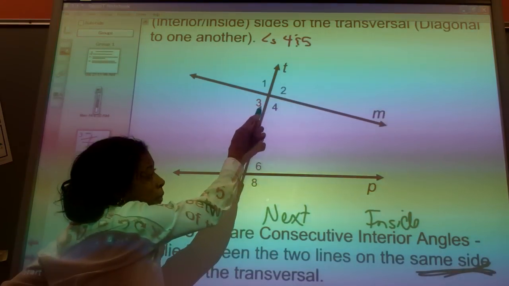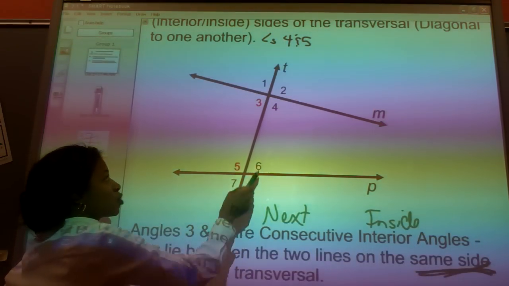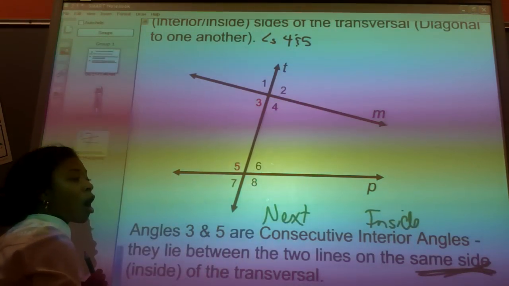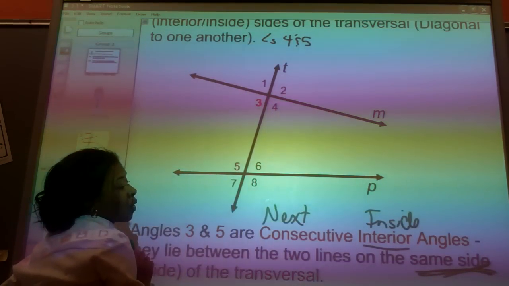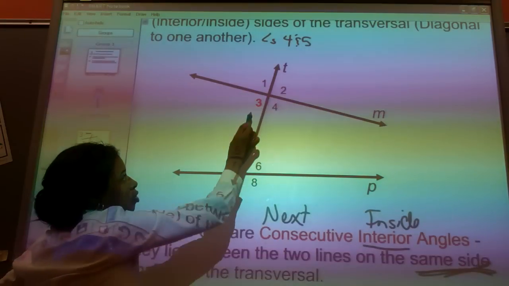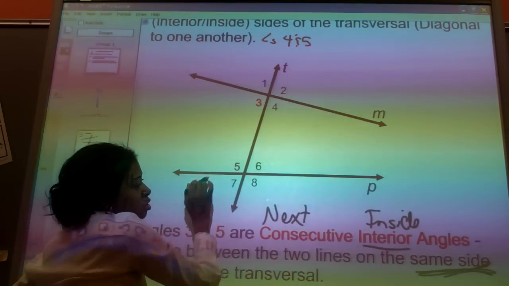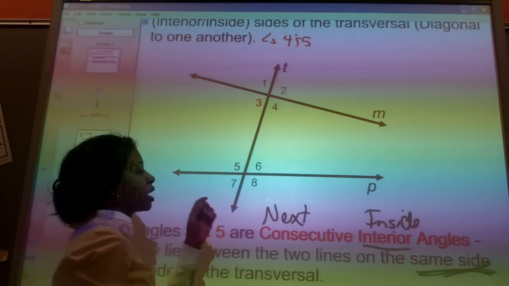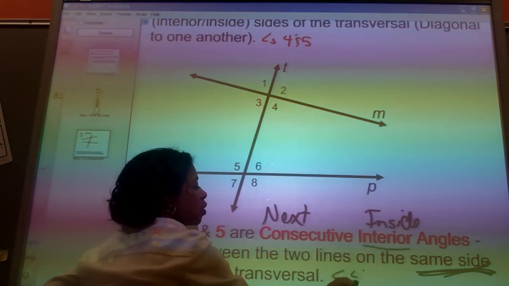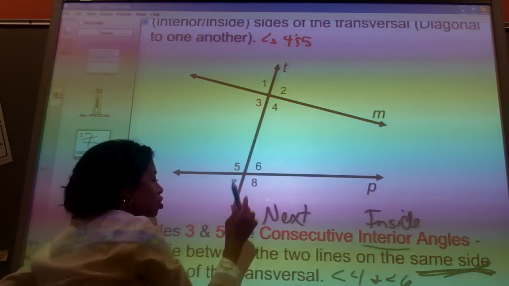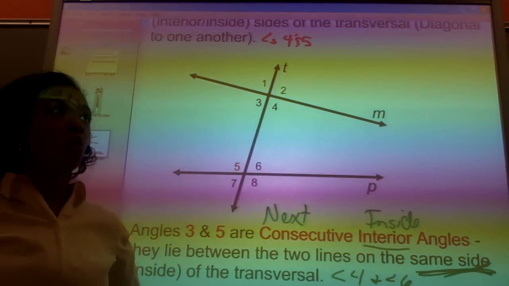Yes, 3 and 4 are next to one another, but the thing is they have to be on the same side of the transversal, and that means 3 and 5 are consecutive interior angles. Remember, interior, inside. That cannot be 1 or 2 or 7 and 8. It's either 3, 4, 5, 6. In this case, next to is 3 and 5, and they're on the interior. And I also see another set of consecutive interior angles. That's angles 4 and 6. So angles 4 and 6 are also consecutive interior angles. And that's your 3-1 lesson.